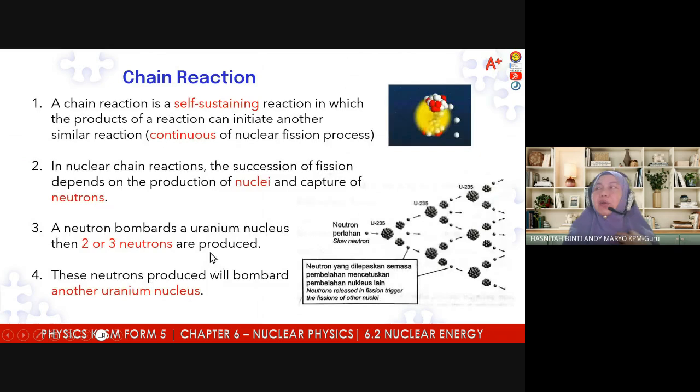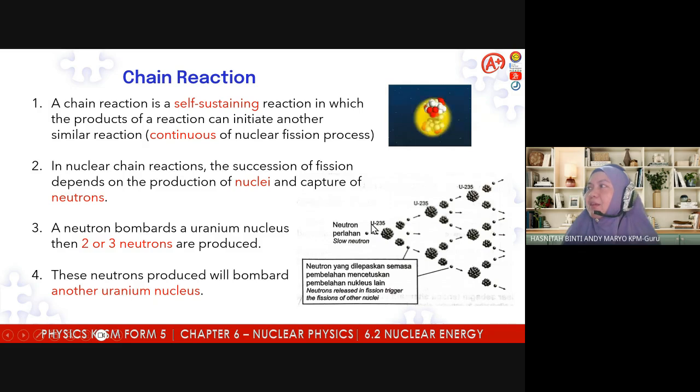Okay, so in the nuclear fission process, it can lead to a chain reaction. So what is a chain reaction? In chemistry, you also learn about chemical chain reactions. It is a continuous reaction, initiated from one reaction to another. So in a chain reaction, what happened? It is a self-sustaining reaction in which the product of the initial reaction can initiate another similar reaction. So the reaction occurs continuously. So it forms a very long chain reaction as shown in this chart.